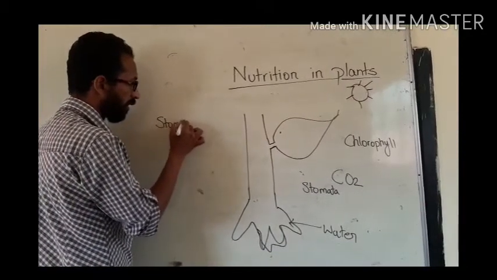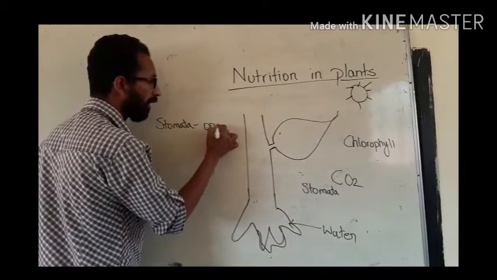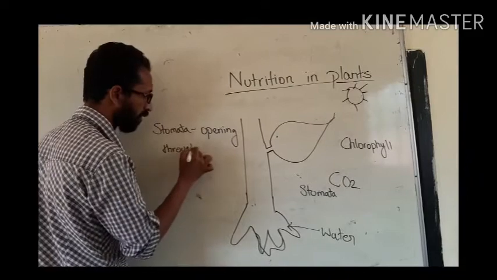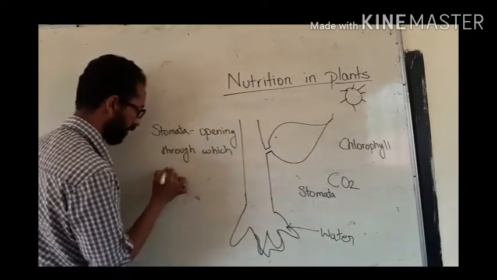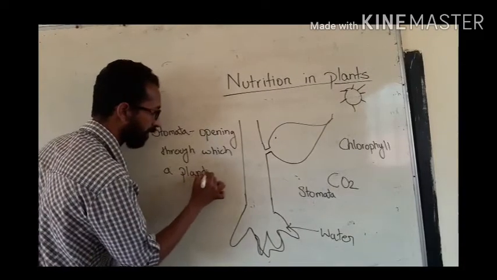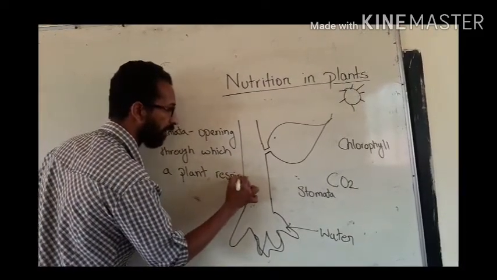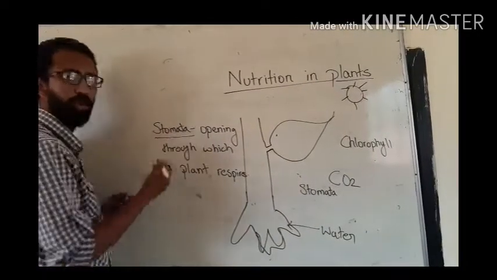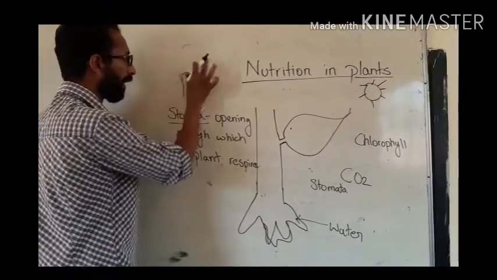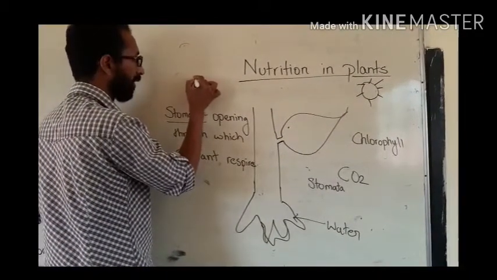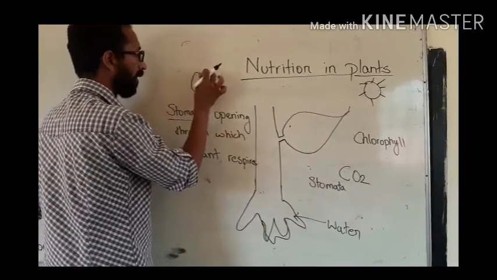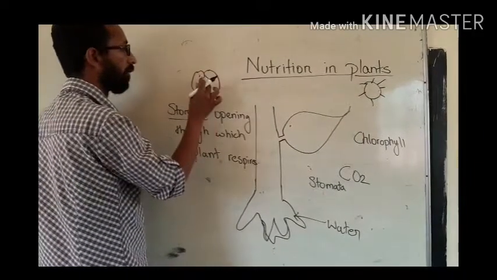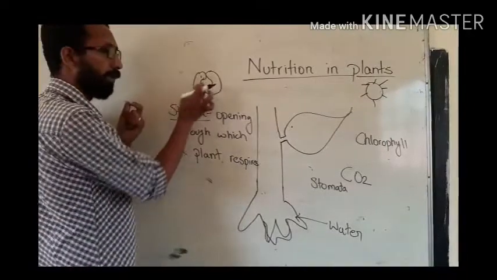Stomata is the opening through which a plant respires or breathes. The plant respires through stomata. So stomata is a small opening. It is a bean-shaped structure like this. It is a small opening through which the plant breathes.